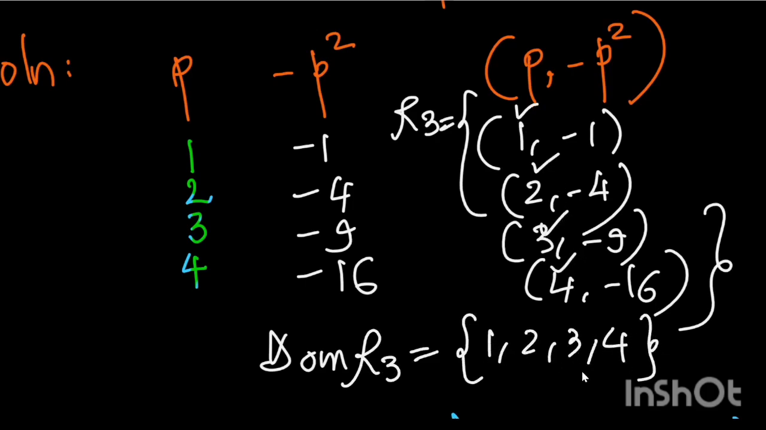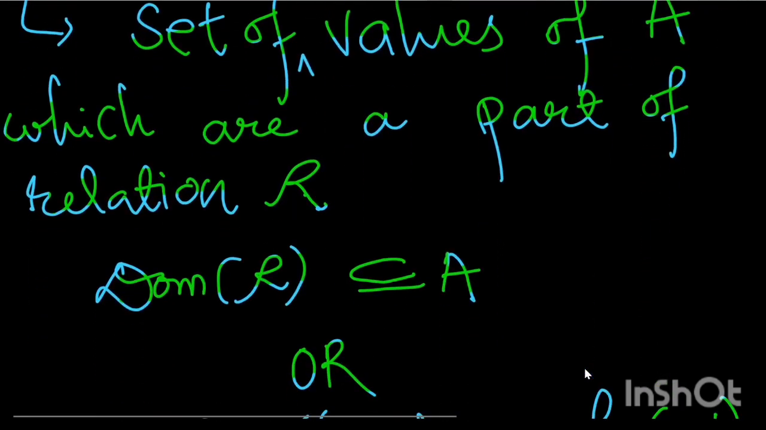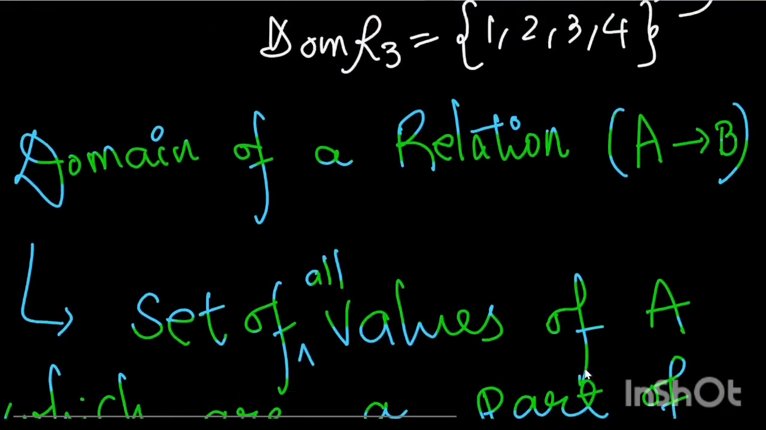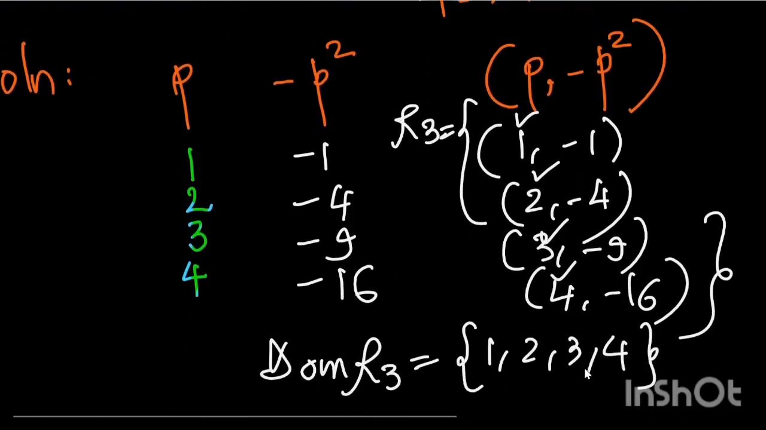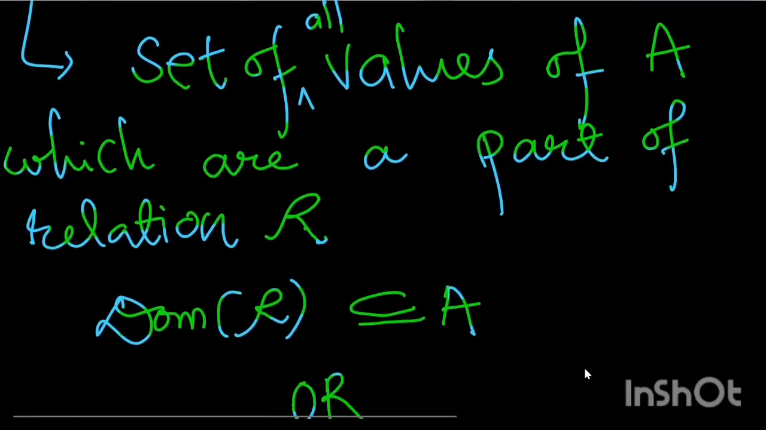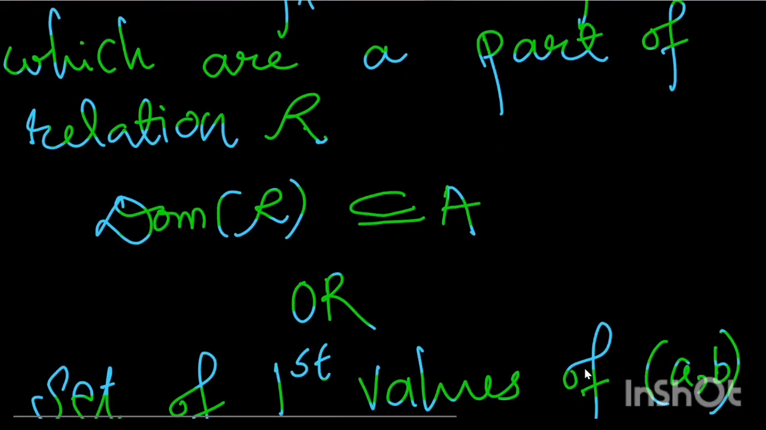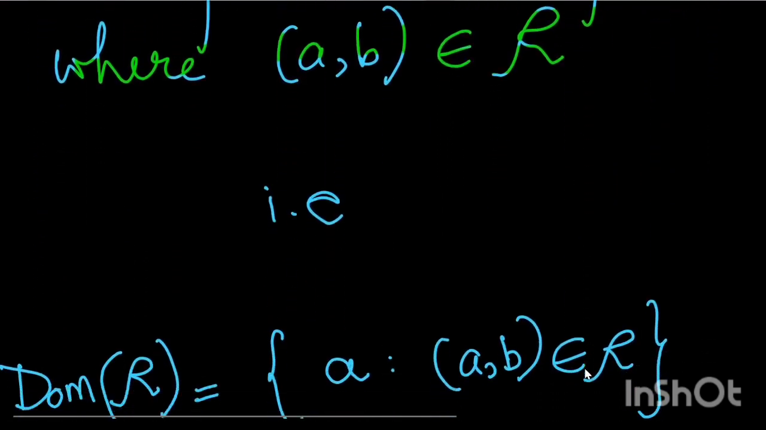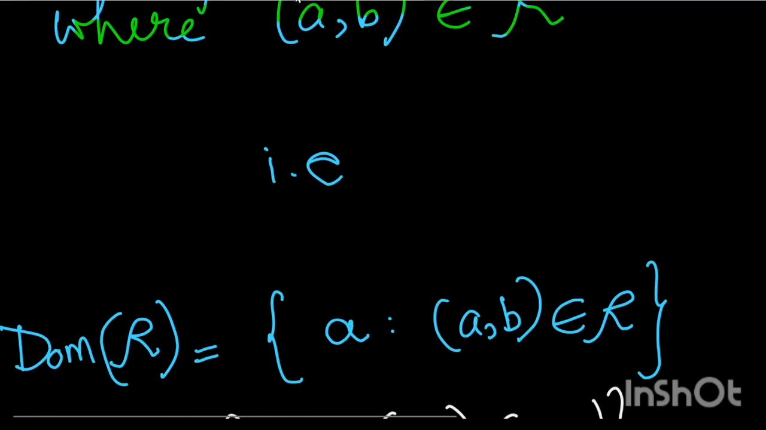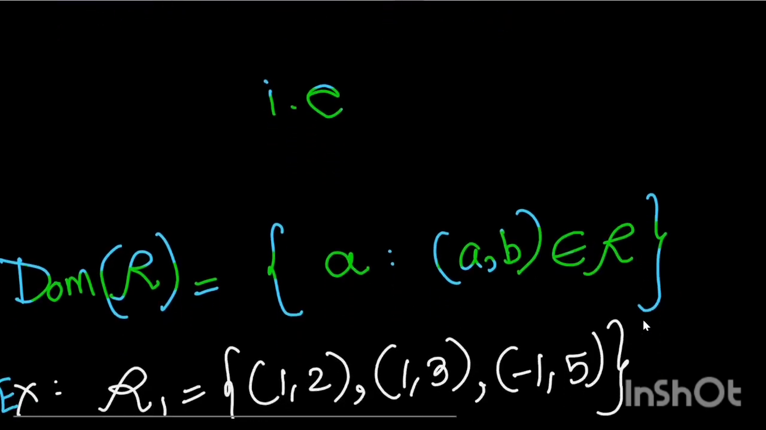Since set A was not specified here, we will see more examples on this. The domain is always a subset of set A if the relation is defined from A to B. So this is the set of first values of (A, B). In a more clear and mathematical way, we define the domain of R as the set of A such that (A, B) is an element of the relation.